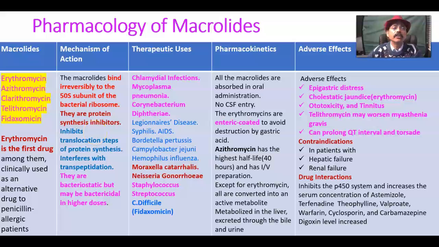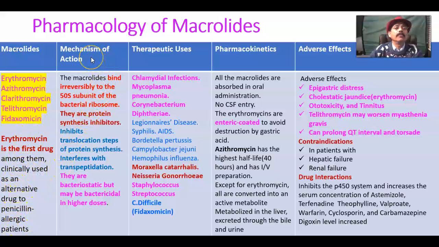Dr. Dewan S. Raja: Today I will discuss the pharmacology of macrolides. Macrolides are erythromycin, azithromycin, clarithromycin, telithromycin, and fidaxomicin. Fidaxomicin is the newest member, and erythromycin is the oldest member and the first drug among them. Among these, they are clinically used as an alternative drug in penicillin-allergic patients.